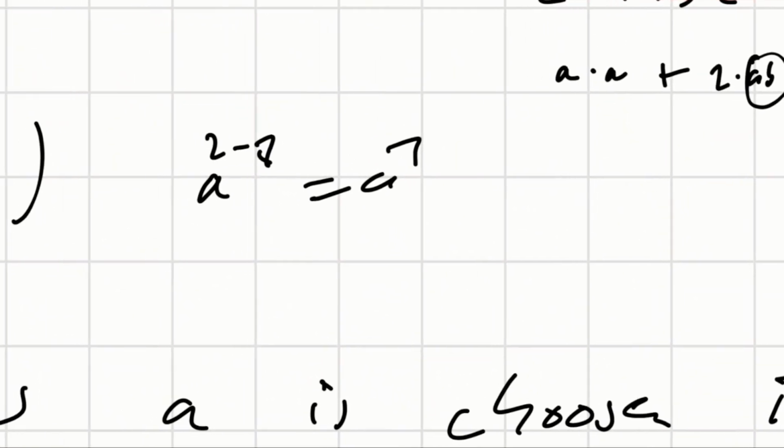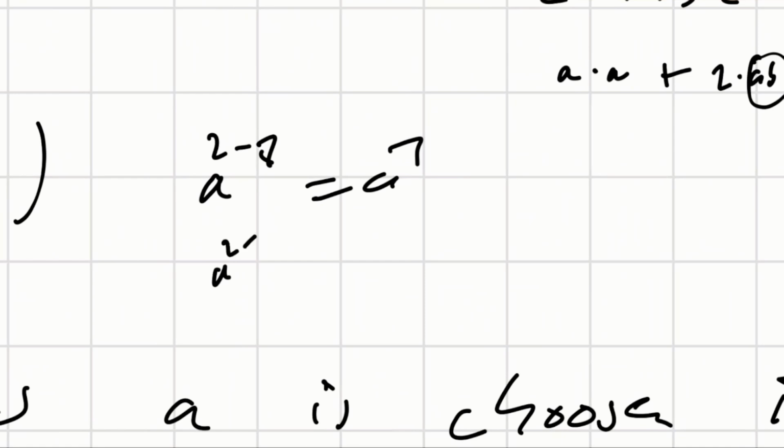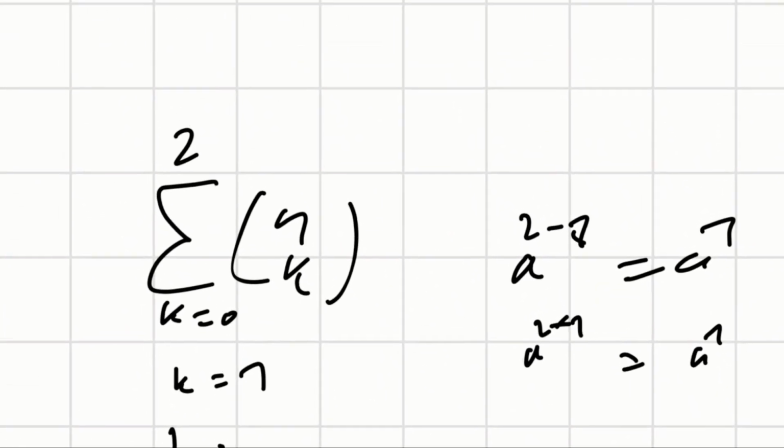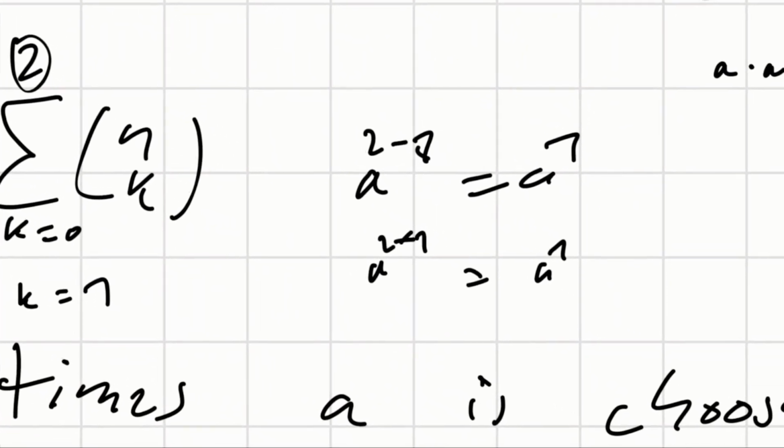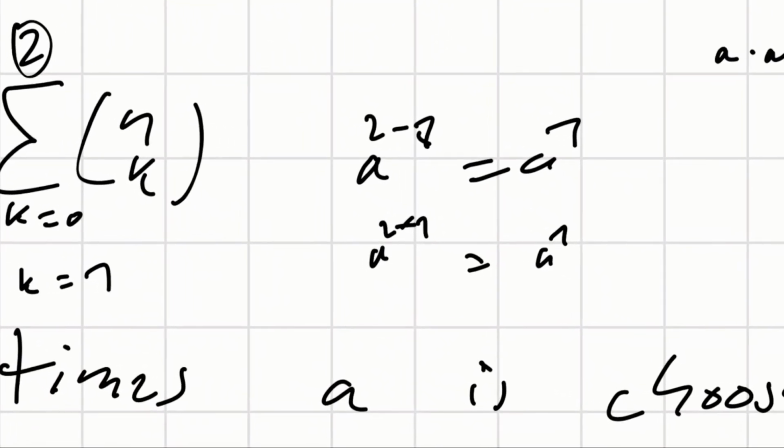This means if we know that a to the 2 minus 1 is a1, and we seek the combination, we know the other term. In our example, we see we have n over k with n equals 2.